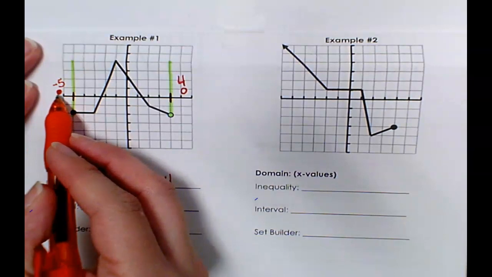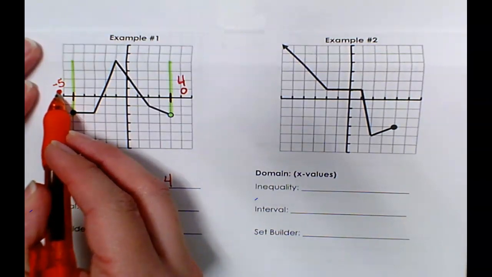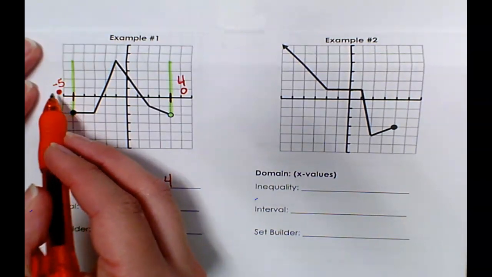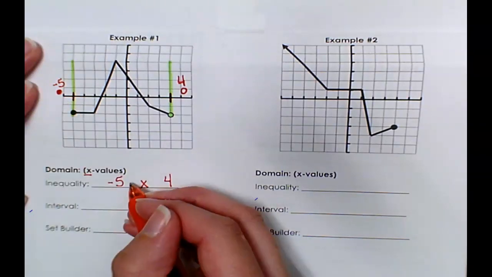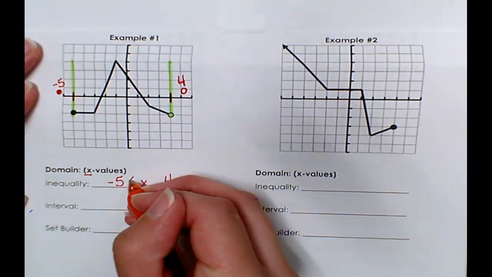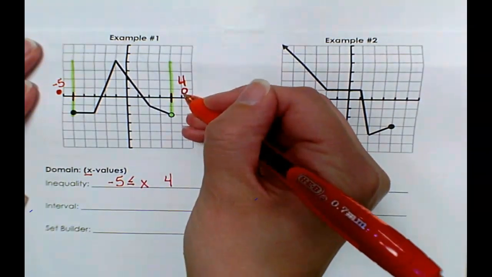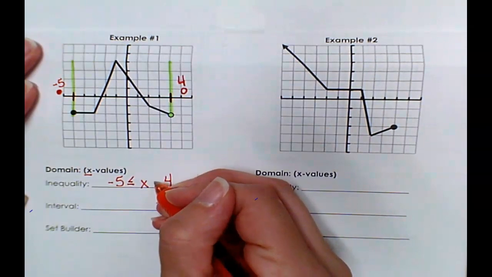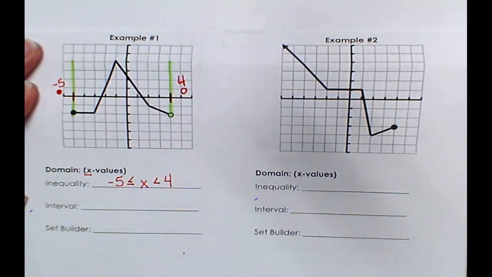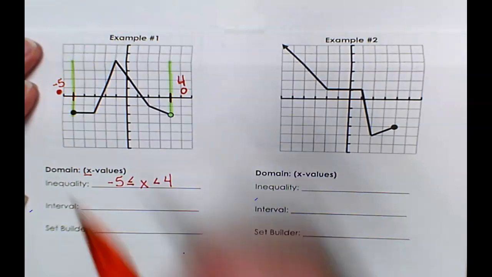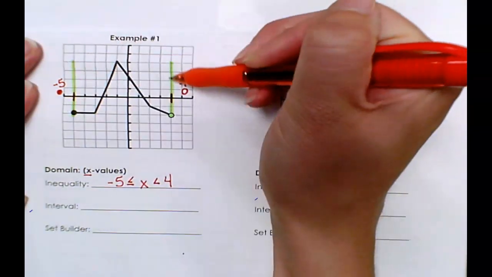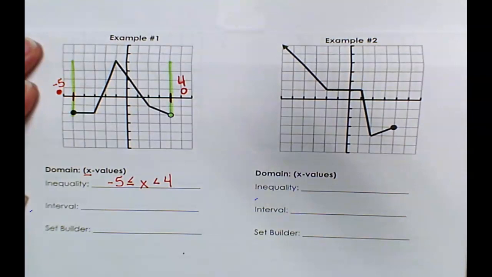My point with negative 5 was closed. So what symbol did you write at the beginning of your notes that goes with a closed point? You wrote less than or equal to. And what goes with an open point? You wrote the less than sign. So there's my inequality notation for my domain. It's very similar to what we did yesterday. It's just that this time, because we had a two-dimensional graph, I actually had to find my boundary lines on the left and the right side.